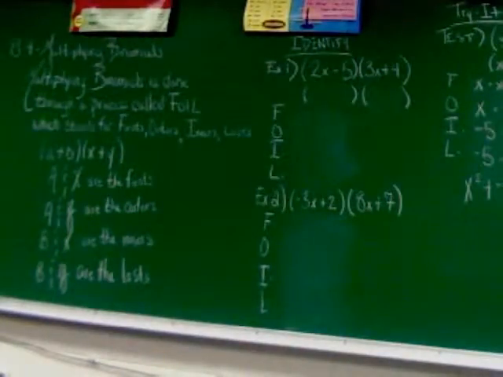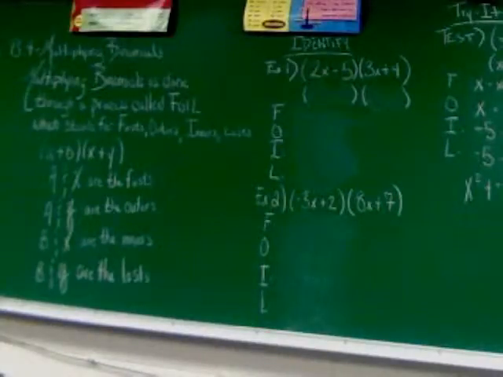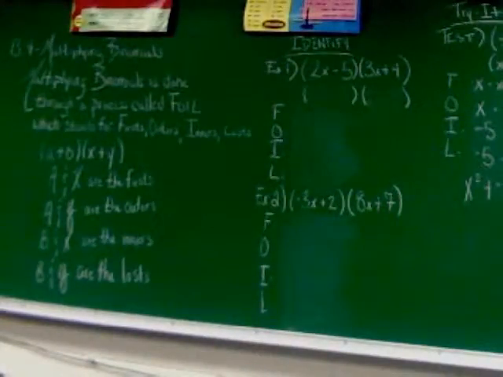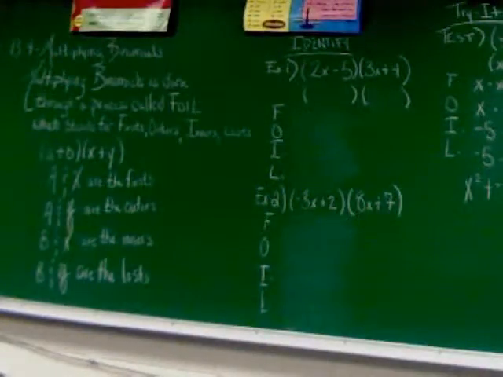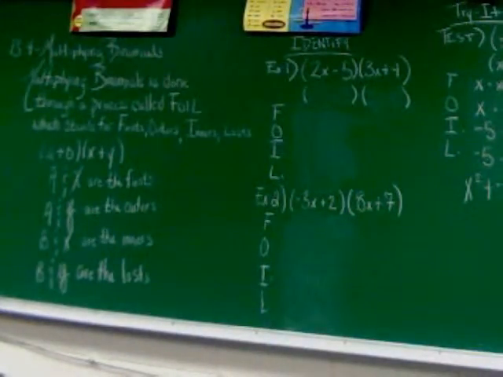FOIL stands for first, outers, inners, last. First, outers, inners, last describes the order in which the binomials are put together. You multiply the first terms together, the outside terms together, the inside terms together, and the last terms together.